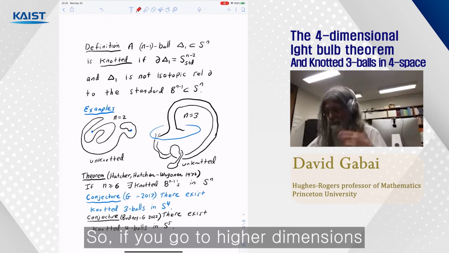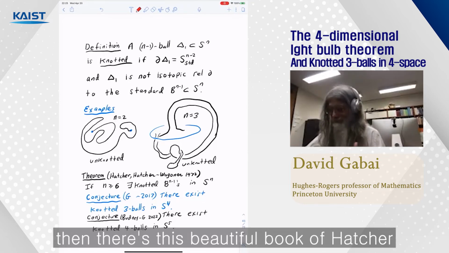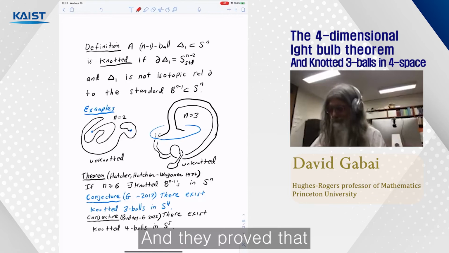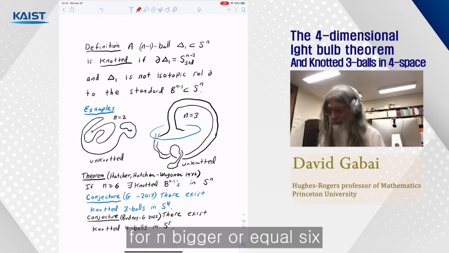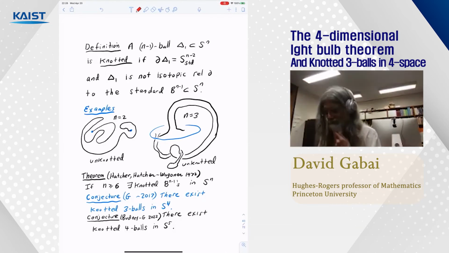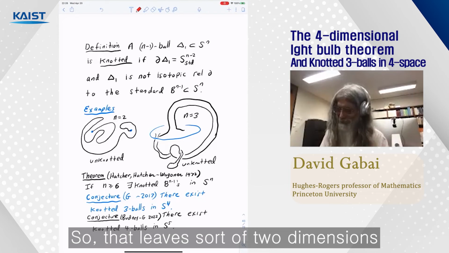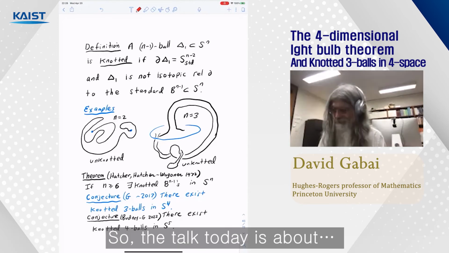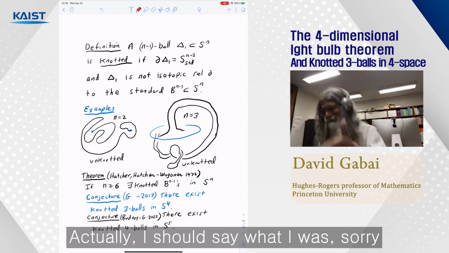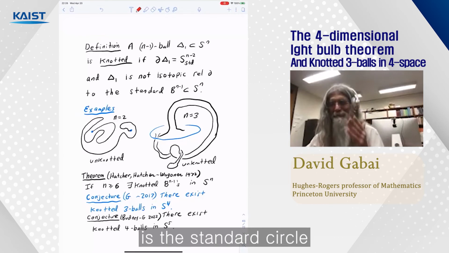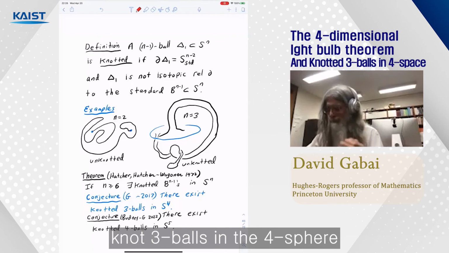If you go to higher dimensions, there's this beautiful book of Hatcher and Wagoner on pseudoisotopy, and they prove that for n bigger than or equal to 6, there are knotted n-1 balls in the n sphere. So that leaves two dimensions: the question about knotted 3 balls in the 4 sphere and knotted 4 balls in the 5 sphere. And so the talk today is about, actually, I should say what my motivation for the light bulb theorem was to start with. My motivation was really about knotted 3 balls in the 4 sphere.